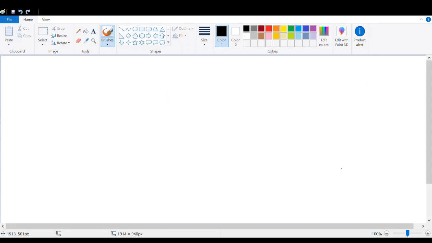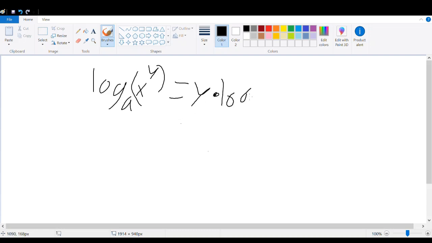Okay, we have the power property now, and you can probably tell from the name that there's going to be something inside the logarithm that's being raised to a power. Let's just do this. Log base A of x to the y, not the value of log base A of x, all to the y, just log base A of x to the y, the value of x to the y, equals y times log base A of x.